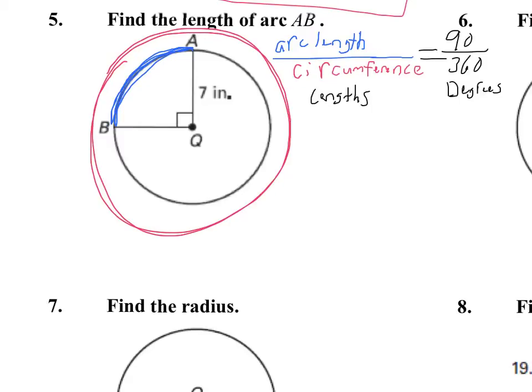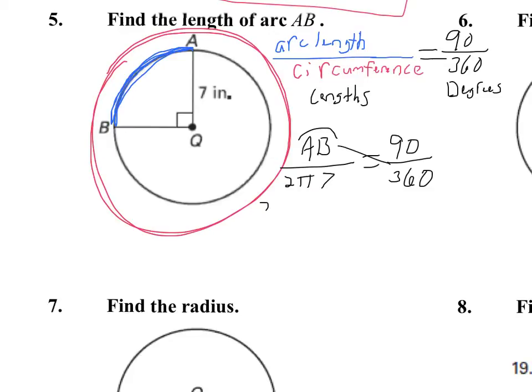All right, so let's go ahead and plug this in. We don't know the arc length, I'll just call it AB. But the circumference is 2 pi r, so 2 pi 7. That's going to equal 90 over 360. Okay, and so then we cross multiply. So 360 times the arc length AB equals 2 pi 7 times 90.